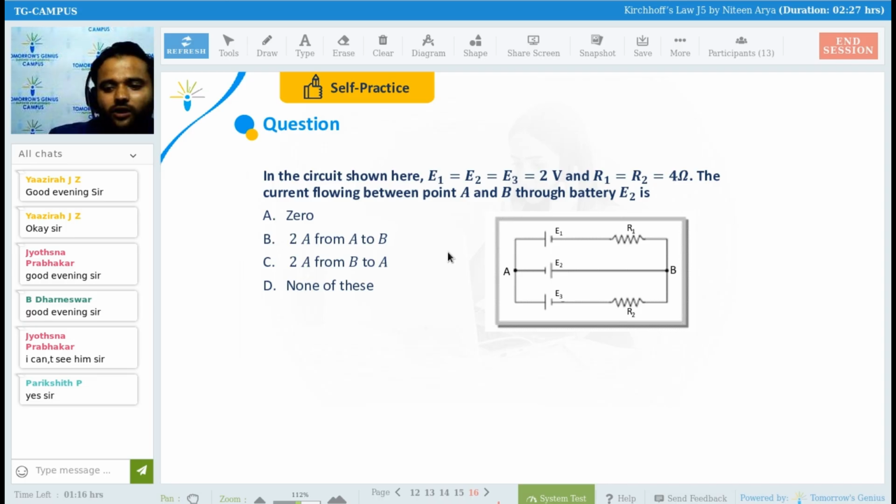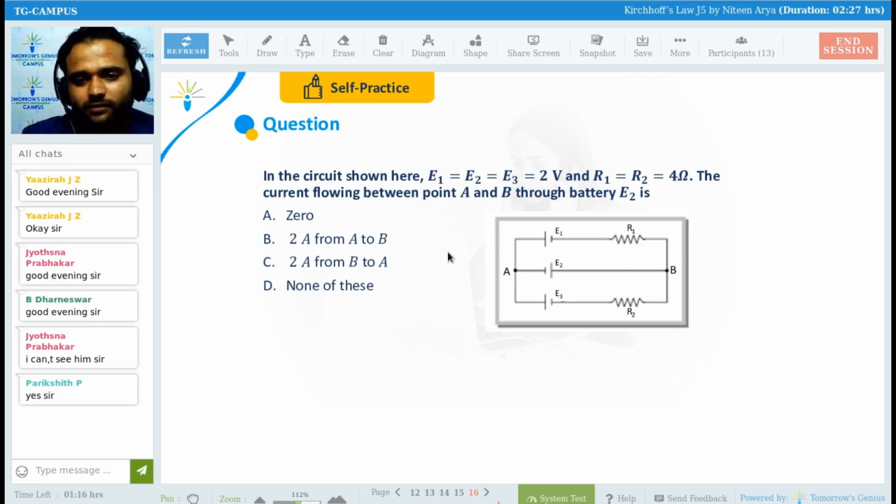There is one more question. Try this. In the gap time, I need to take a break. In the circuit here, E1, E2, E3 equal 2 volt and R1, R2 are 4 ohm. Let me explain to you guys and then I'll go on a break.